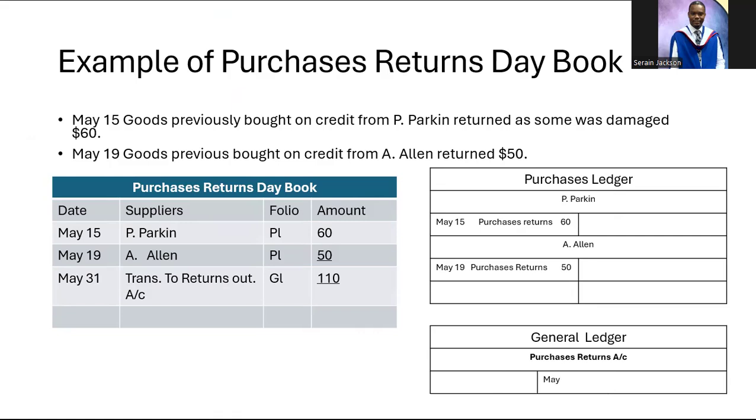So you go May 31, total returns outwards for the month. You can just write out the whole word, returns outwards. And then the amount is what? 110. And you can double line this $110. Just like that, easy peasy, right? Easy peasy.